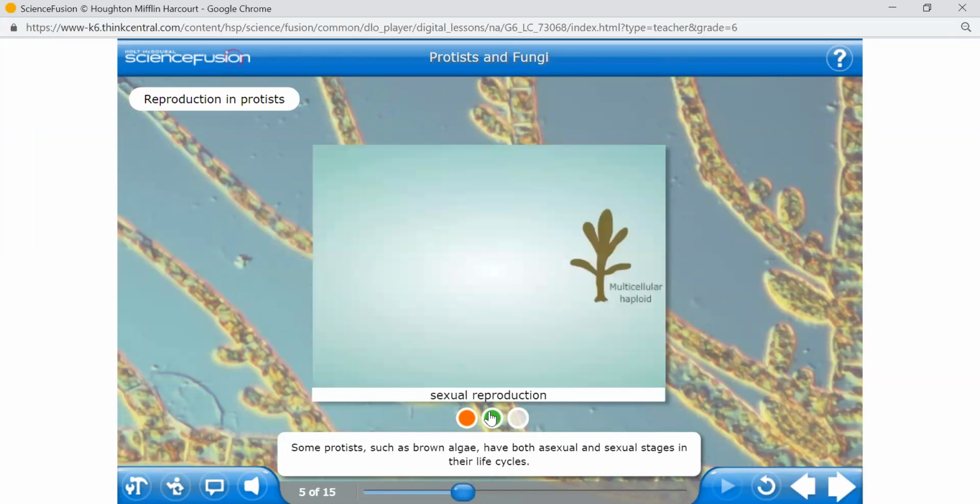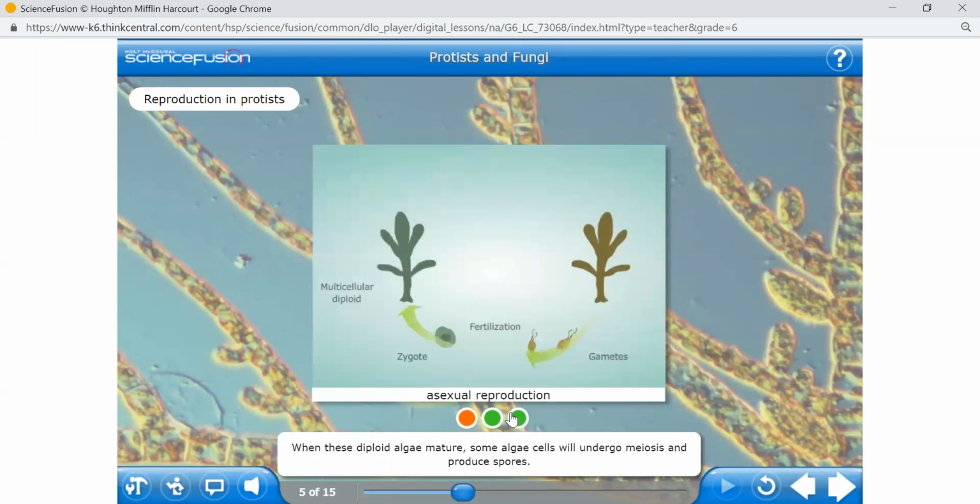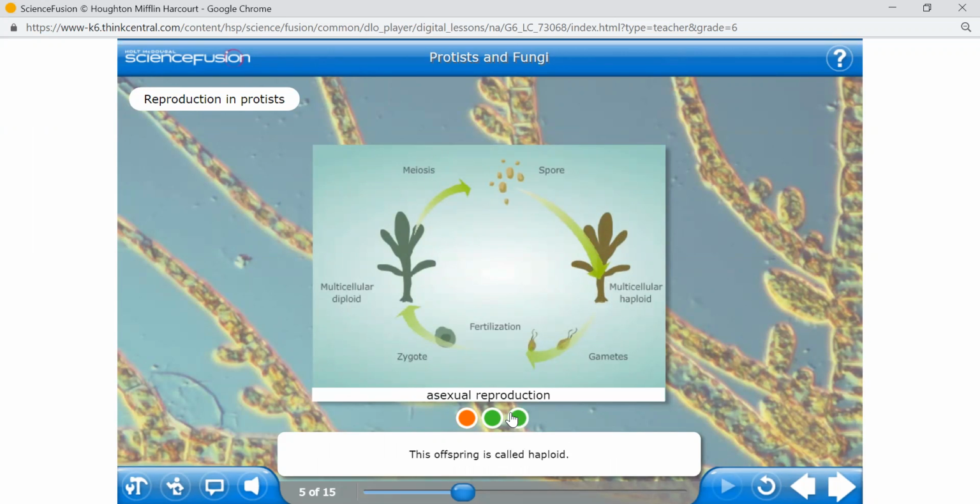Some protists, such as brown algae, have both asexual and sexual stages in their life cycles. When these diploid algae mature, some algae cells will undergo meiosis and produce spores. Each spore grows into an offspring with cells that have one copy of each chromosome. This offspring is called haploid. The haploid organism will mature and produce gametes, continuing the cycle of alternating generations.